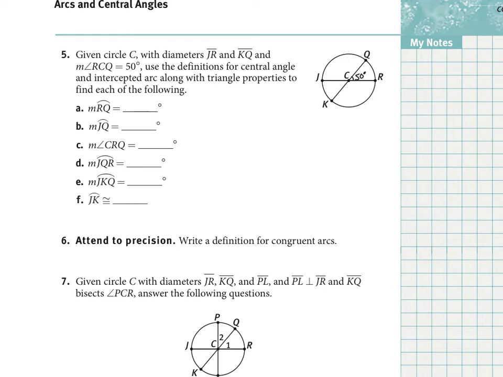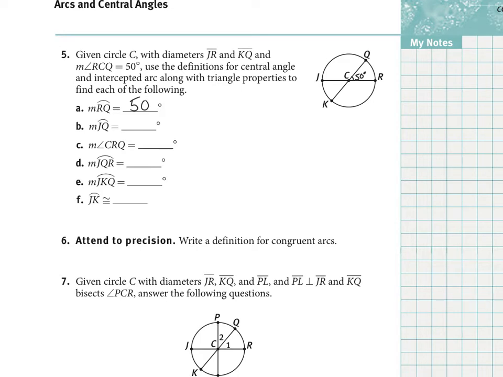So I went ahead and labeled the 50 degrees inside here. So let's go ahead and see if we can answer each of the questions. It's asking us for the measure of arc RQ. So remember, that's going to be our minor arc. It's the same measure as our central angle, which is 50 degrees. So I'm going to go ahead and put in 50. We already have the degrees there.